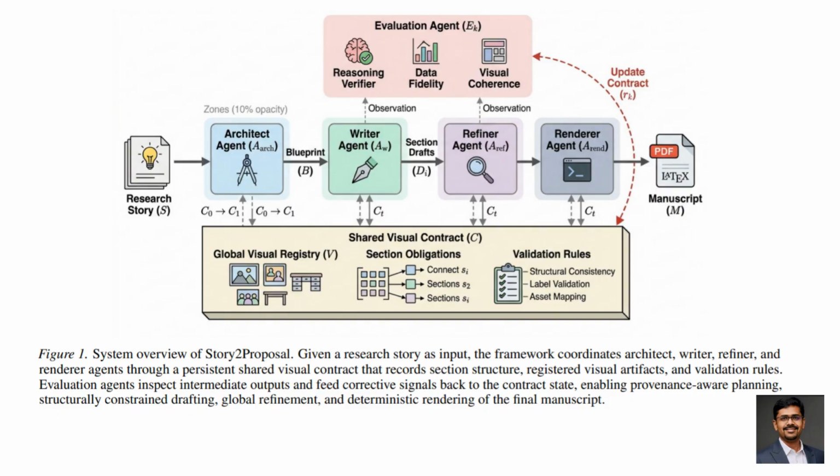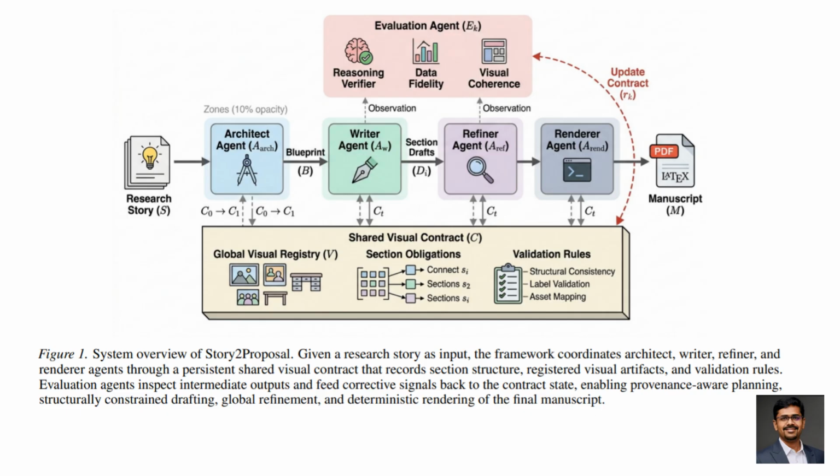But here's the magic. They all share something called a persistent visual contract. Think of it like a shared checklist that tracks sections, figures, tables, and rules. So every agent knows what must exist, where it goes, and how it connects.